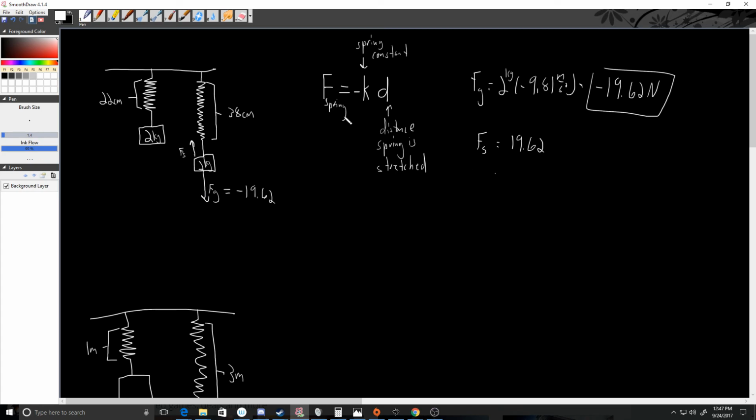All right, so now I can calculate out what my spring constant is. I know my force of the spring is 19.62 newtons, and that's equal to the spring constant, what I'm looking for, times D. For D, what I'm going to do is take its final length, so 38, minus its initial length, so 22, and I should get 16.